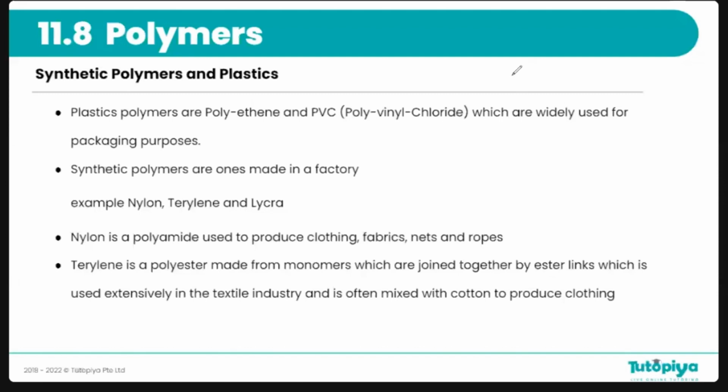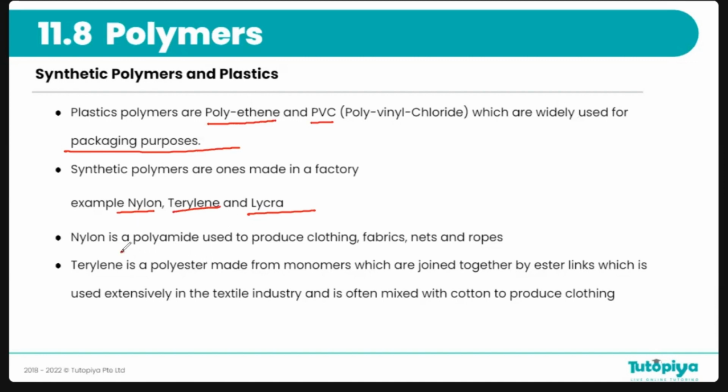Now let's look at some of the applications of synthetic polymers in plastics. Plastic polymers are polyethylene and PVC, polyvinyl chloride. These are the most widely used types of plastics or plastic polymers we know. Mainly, polyethylene and PVC are used for packaging purposes. Usually, these synthetic or man-made polymers are made in a factory. And from polyethylene to PVC to nylon, terylene, lycra, all of these are made by humans.